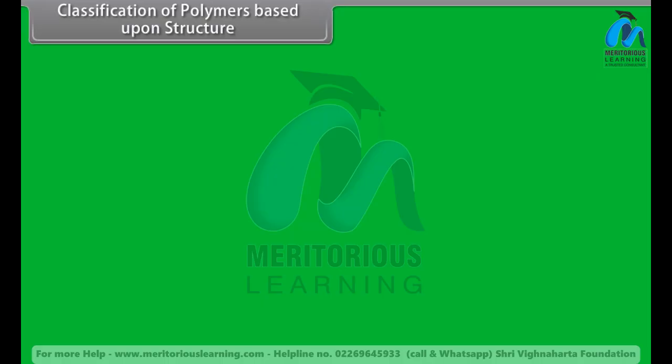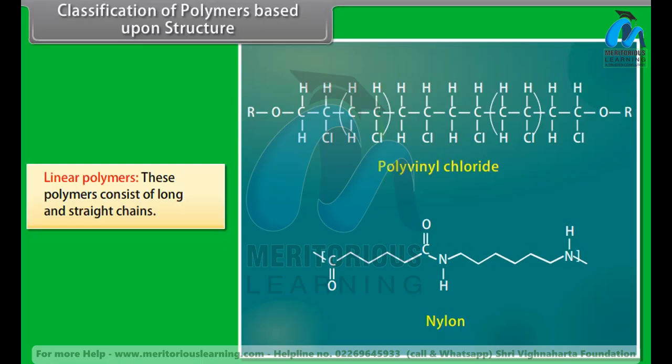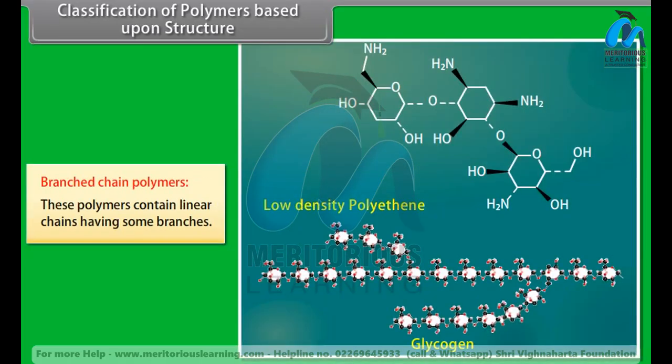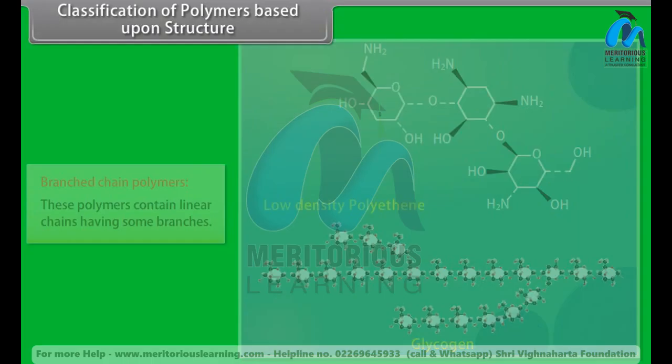Classification of polymers based upon structure. Under this type of classification, there are three subcategories. Linear polymers. These polymers consist of long and straight chains. For example, polyvinyl chloride and nylon. Branched chain polymers. These polymers contain linear chains having some branches. For example, low-density polyethylene and glycogen.